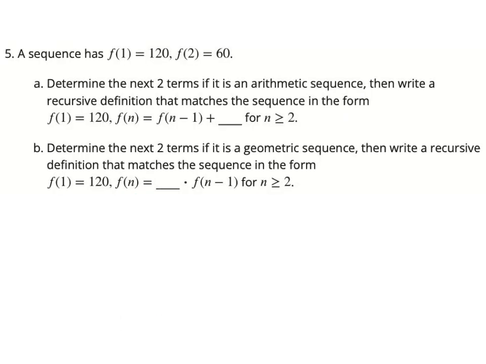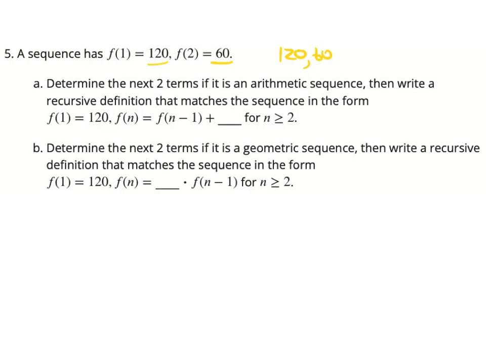All right, so we have to determine the next two terms. F of 1 is 120. F of 2 is 60. 120, 60. How do we get there arithmetically? We subtract 60. So determine the next two terms if it is an arithmetic sequence. So 0 and then negative 60.